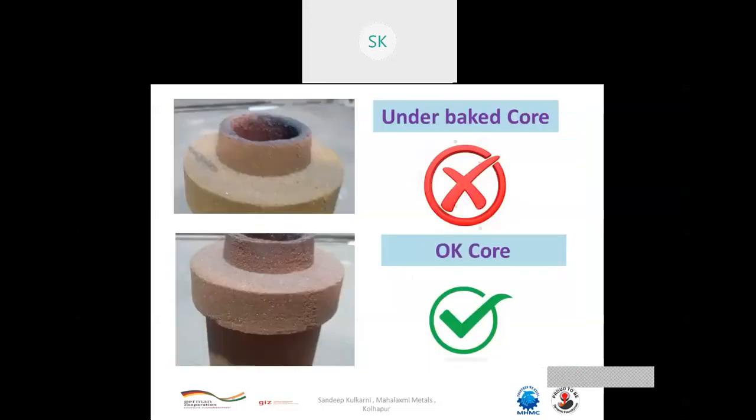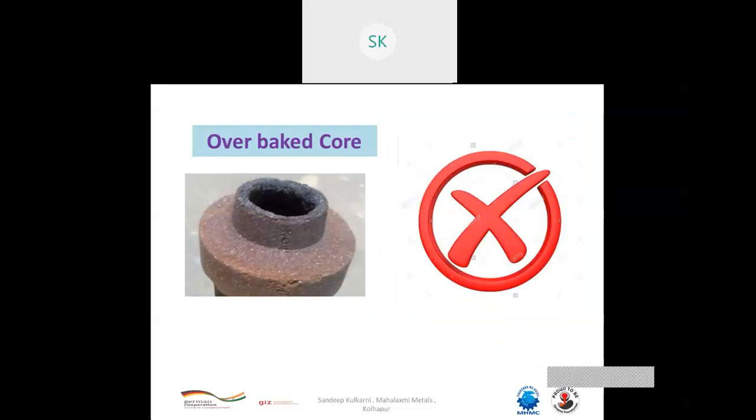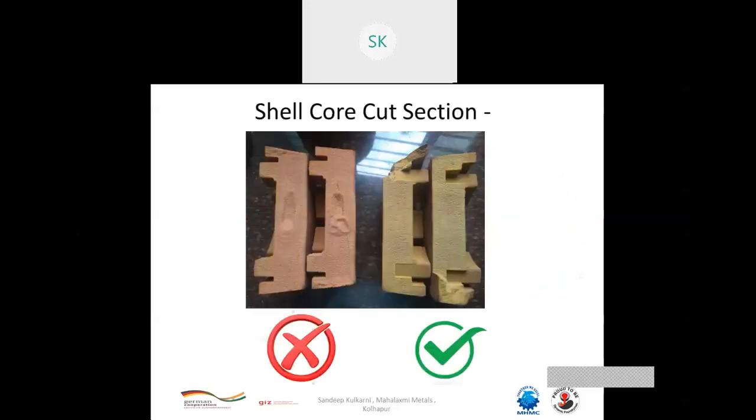So I have shown you some unbaked cores. The first core is an unbaked core, where you can see a yellowish color. It is not properly baked; it is underbaked. You can see the OK core down here, where you can see a biscuit color, and this is an overbaked core, which is almost brownish in color. So this core will give you erosion of the sand. You have to avoid underbaked or overbaked cores.